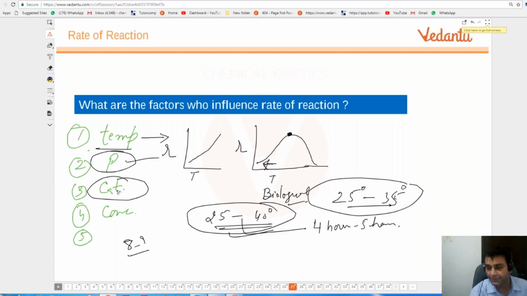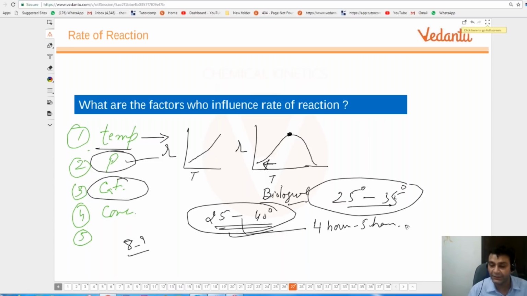What about the catalyst? If you add a catalyst to the reaction chamber, it increases. Okay. Yes, you are right here. It changes the rate of reaction. It alters the rate of reaction. Very good. Who has given the correct answer? Pranav. Yes, Chan has given the correct answer. It alters the rate of reaction.